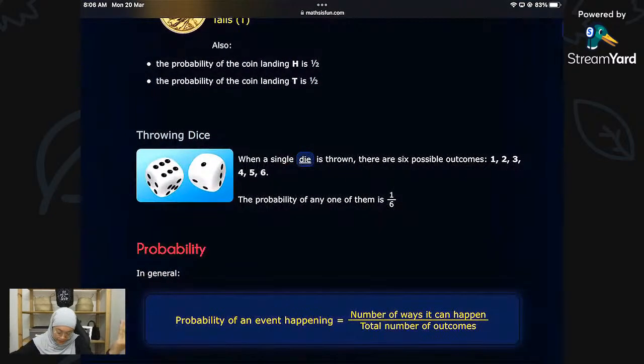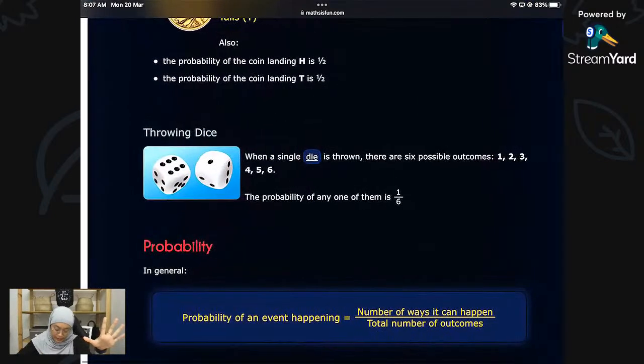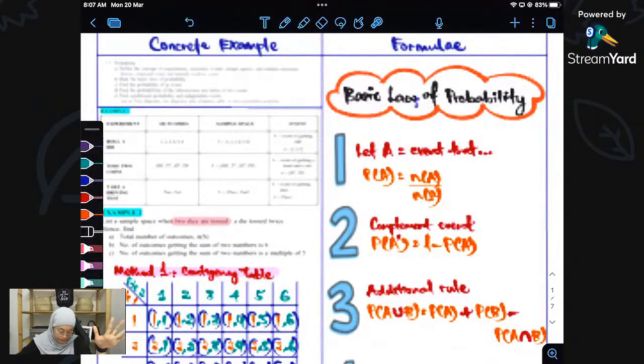Okay? And so, I think these 2 examples are the easiest way of talking about probability. How many percent of chances of getting these things? Okay, so let's move on to the notes.